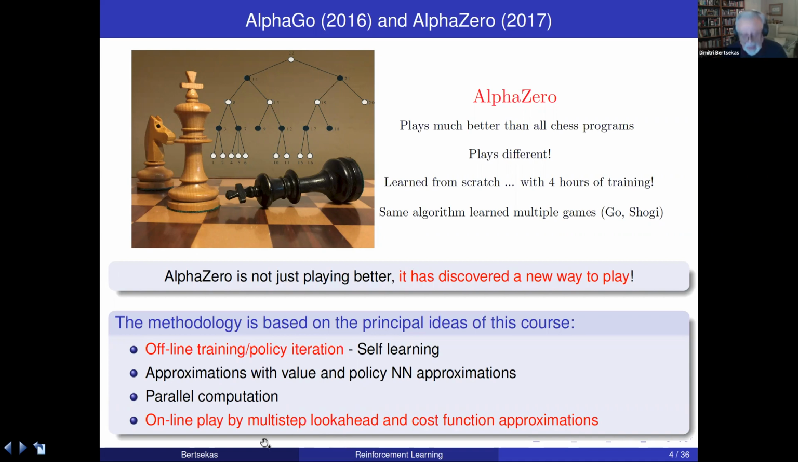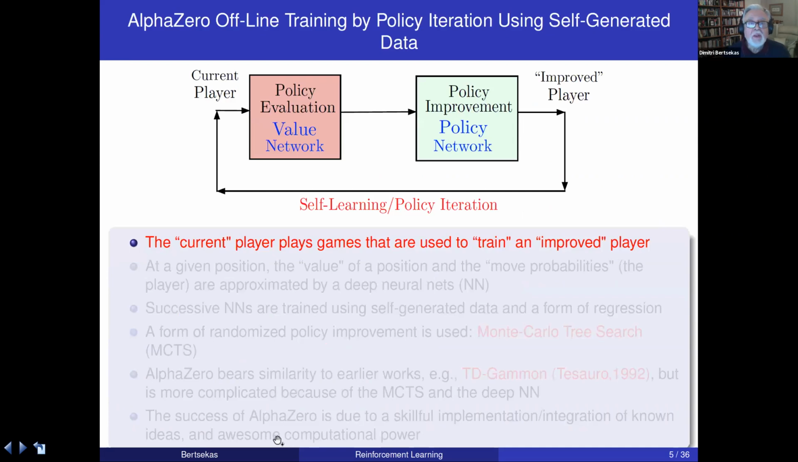Okay, so let me get into the offline training process of AlphaZero and give you an idea of how it works.